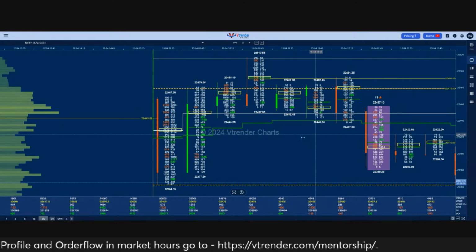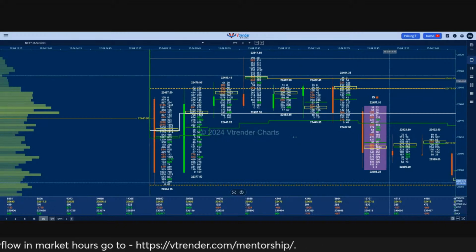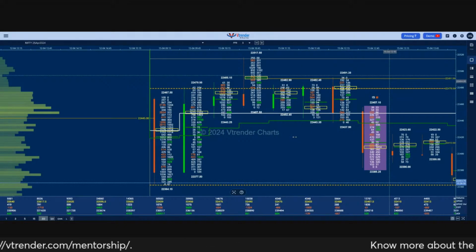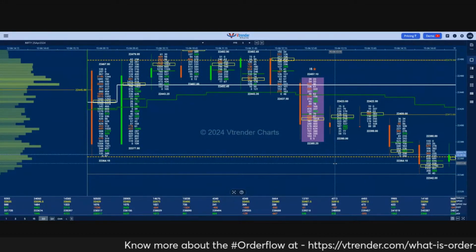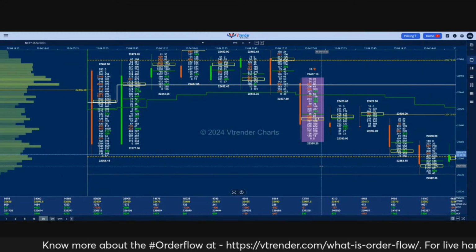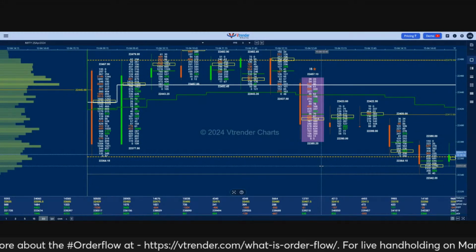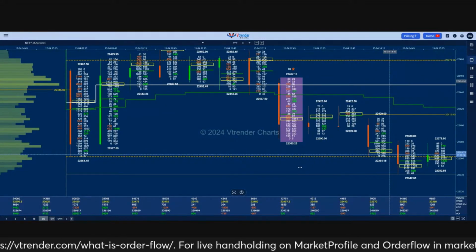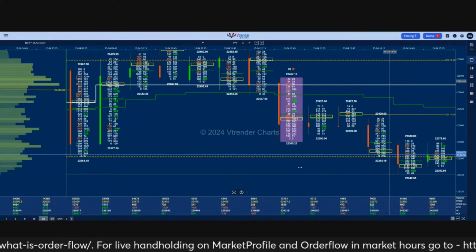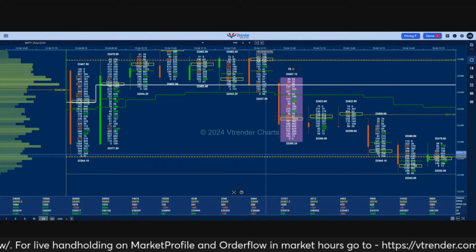And although it made a balance for some time, eventually it came to the POC of 22354 today. So again, you can see how the order flow and market profile combine and give us such beautiful setups. And once they are in sync, you know that you have to take trades only in that direction. So this was as far as Nifty futures was concerned.